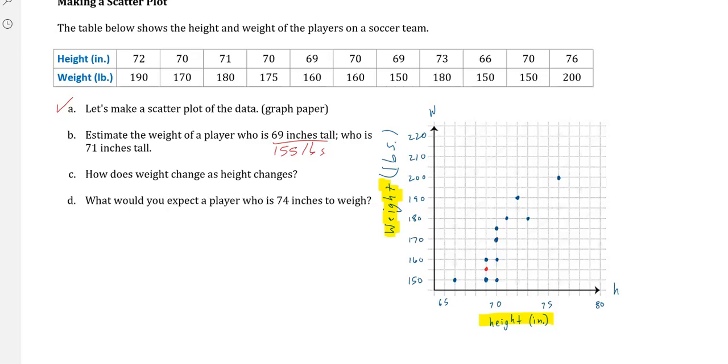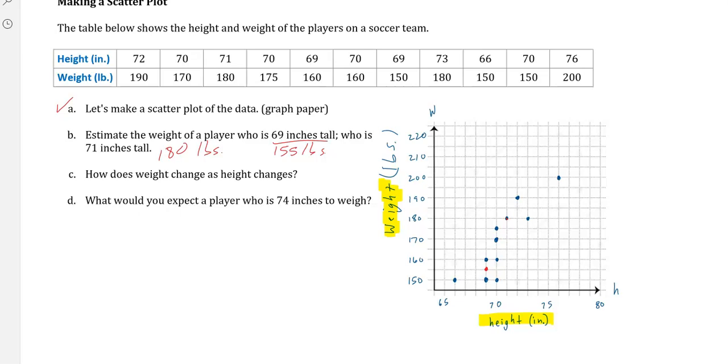What about someone who's 71 inches tall? Well, if we look on our scatter plot, go over here to 71, go up there. There's only one person on the team that's 71 inches tall, and he or she weighs 180 pounds. And so we could say 180 sounds like a good estimate based on the data that we have here, because it's right there.